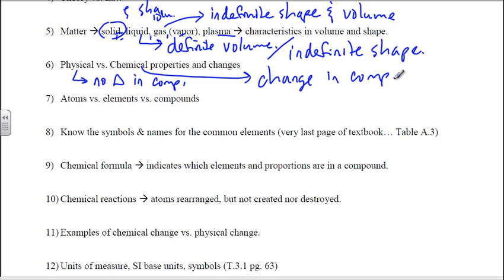So atoms versus elements versus compounds. Atoms, just know, are the simplest, for lack of a better word here, I'll say piece of matter. So for example, copper: the simplest piece of copper that you could have is an atom of copper. Okay? And then elements are represented by atoms. You could have elemental copper, but have it be more than one atom. You could have 1,000,000 atoms of copper and have it all be pure copper, but one atom is the smallest piece of copper you could have.